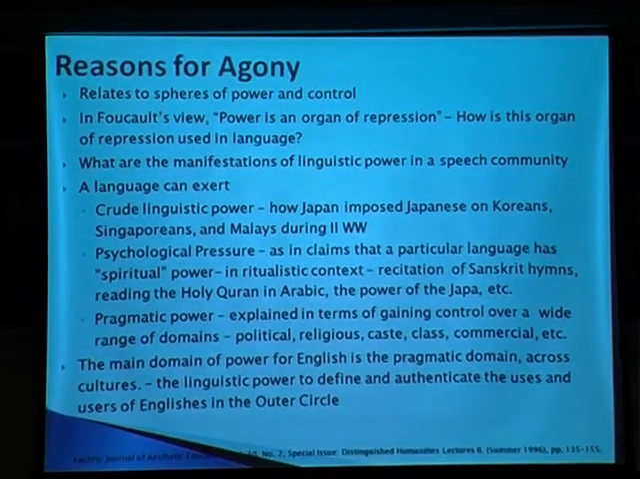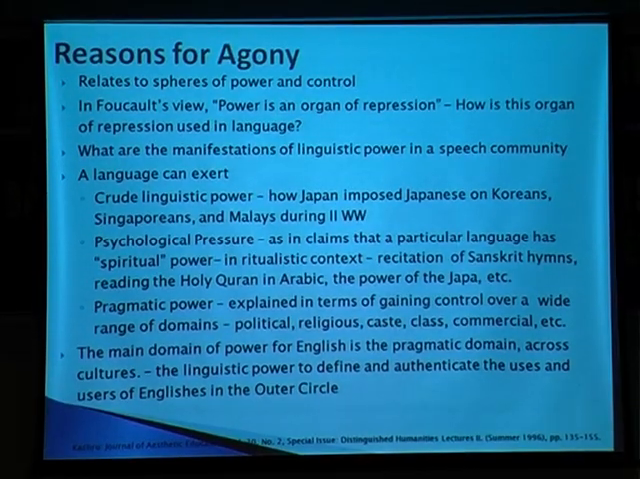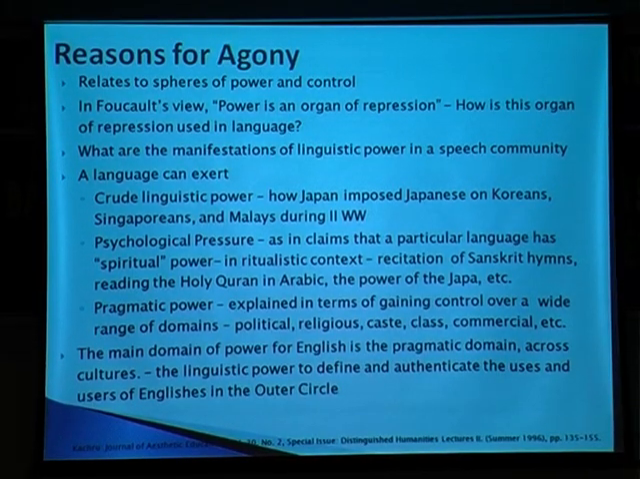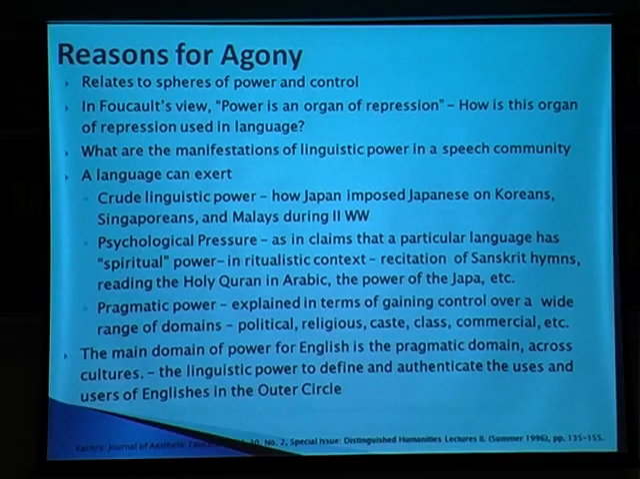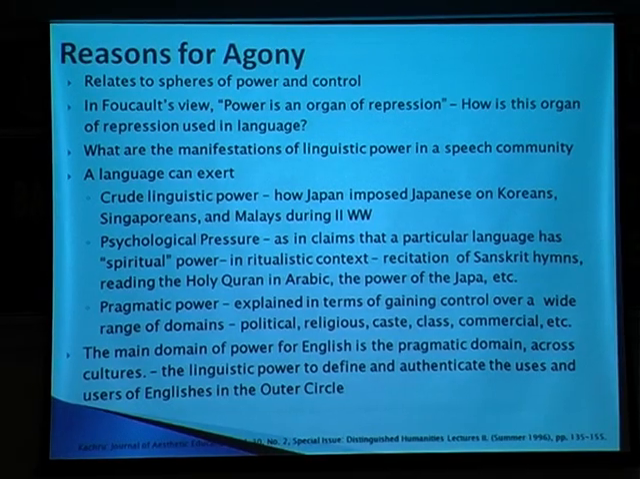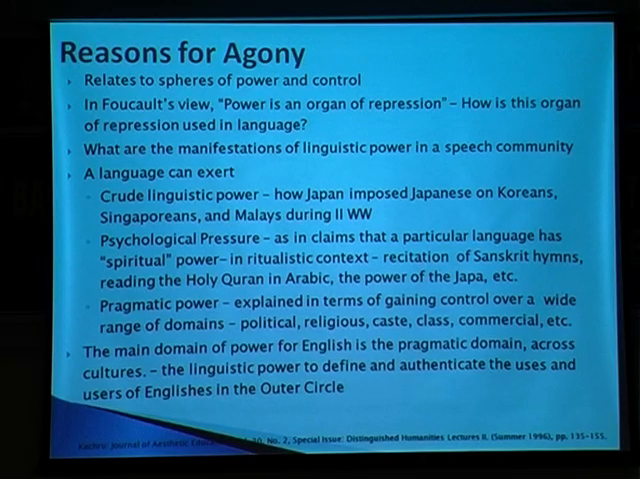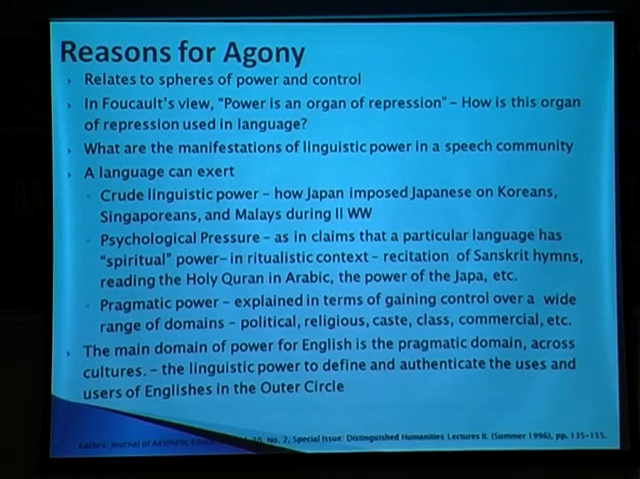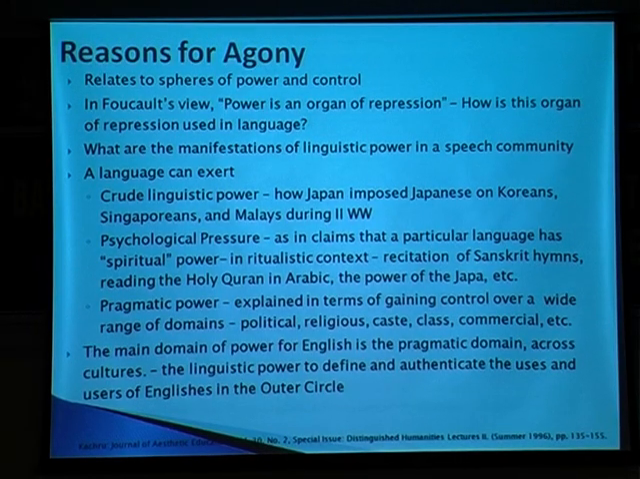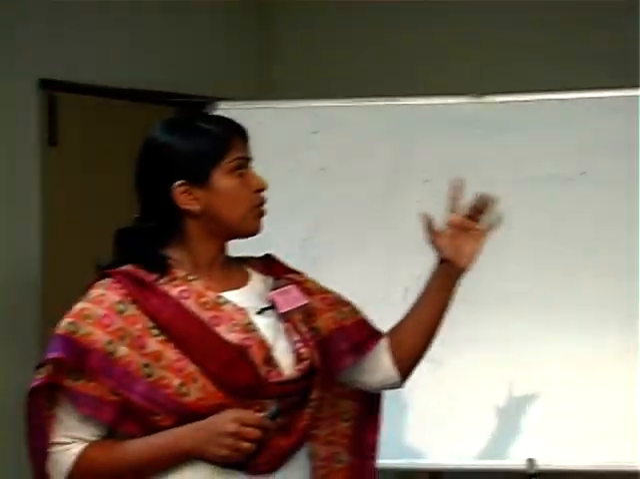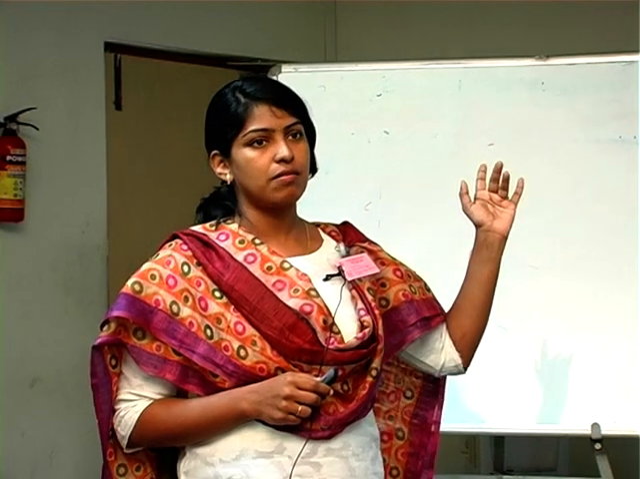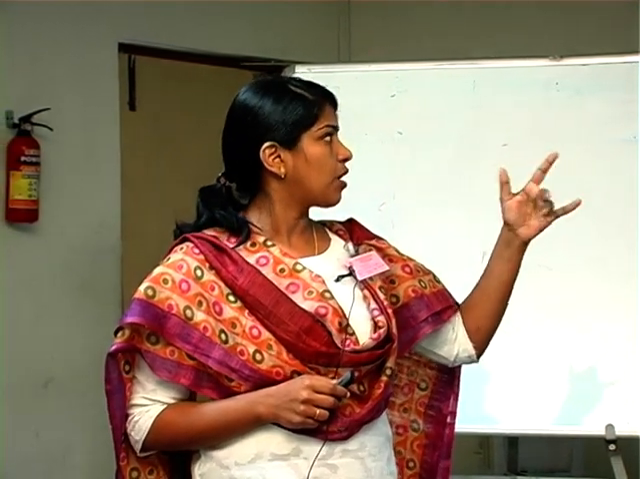Then there are some other reasons for this agony. All these reasons actually relate to the spheres of power and control. So we know Foucault's view that power is an organ of repression. How is this organ of repression used in language? What are the manifestations of linguistic power in a speech community? There are many manifestations. You can read that. There is the crude linguistic power. For example, during the Second World War, Japan imposed Japanese on Koreans, Singaporeans and Malays. That was the crude linguistic power of language.